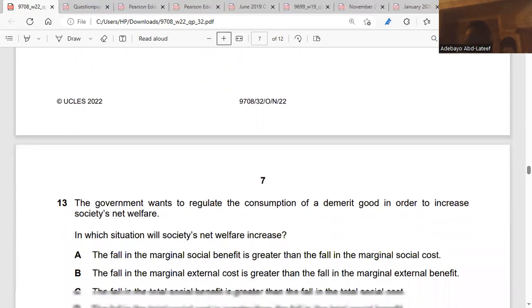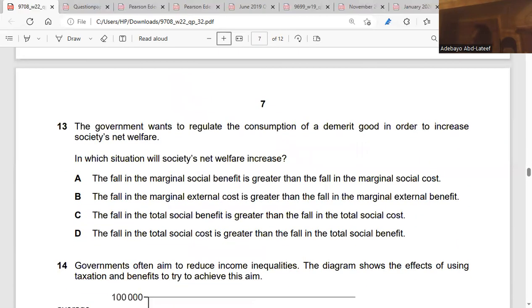Question 13. The government wants to regulate consumption of demerit goods in order to increase society's net welfare. In which situation will society's net welfare increase? For welfare, it's about the social cost and the social benefit. For welfare to increase, your social benefit must exceed your social cost. Do you get it? So where do we have that? D. Do you get it or not?